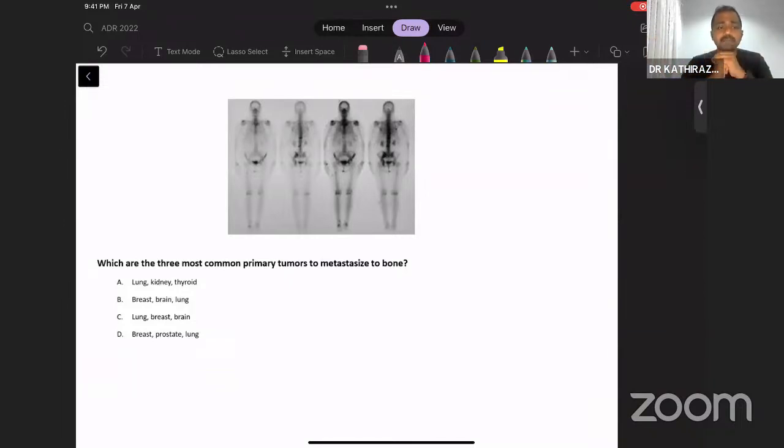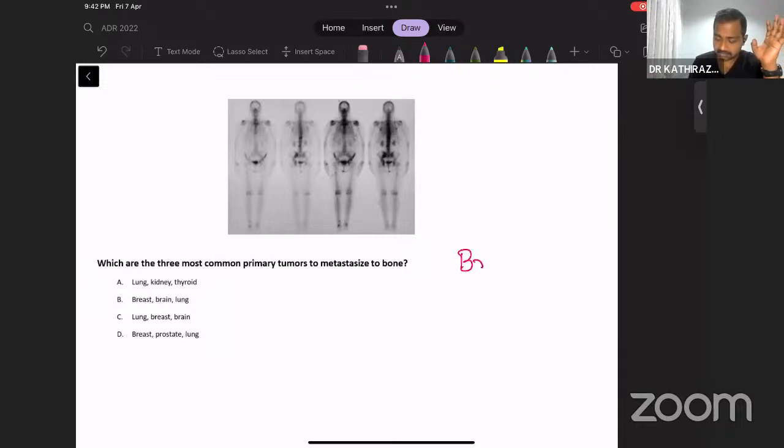That's it. Now, again from bone tumors, if they are asking this question, this is how a person with multiple metastases in the bone will look. And you all know the most common skeletal malignancy is metastasis. Which are the three most common primary tumors to metastasize to bone? Now remember, if they are asking which is the most common malignancy to metastasize to bone?